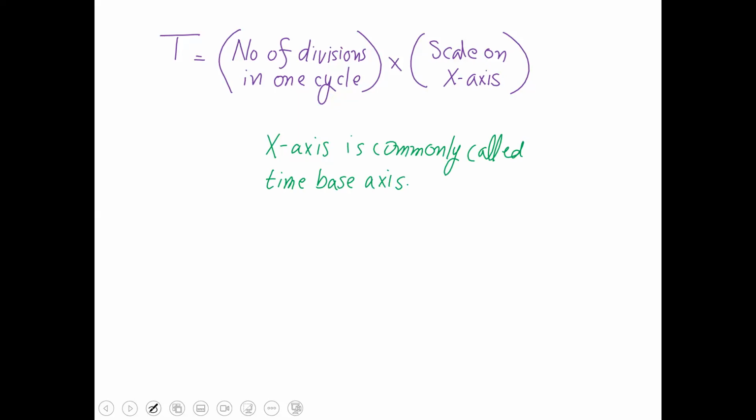In case of a CRO, the x-axis is commonly called the time-base axis.